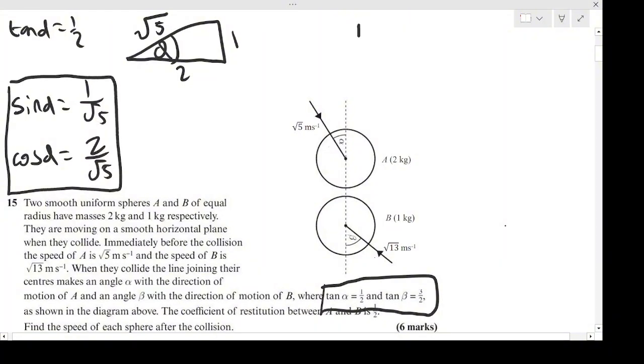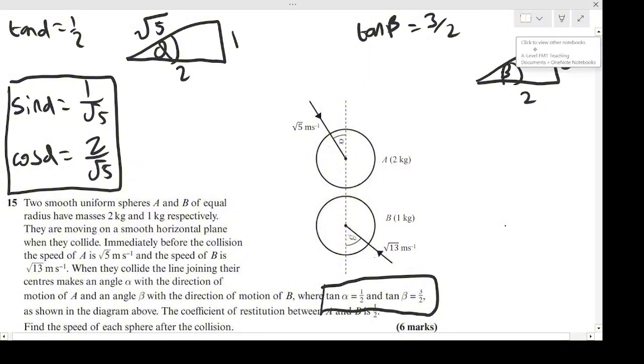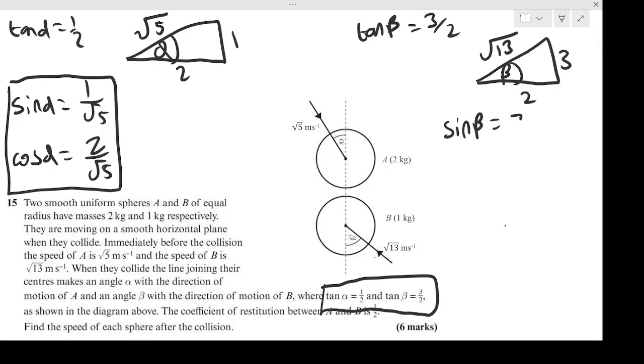Also, we know what tan beta is. Tan beta is 3 over 2. So again, the same sort of technique. We do a little triangle for beta. So again, the opposite must be 3 and the adjacent must be 2. So the 3 squared and 2 squared is going to be 13. So it's root 13 for the hypotenuse. Therefore, sine beta, opposite over hypotenuse, like that.